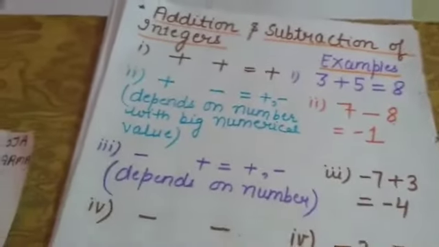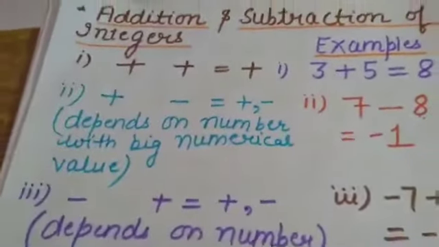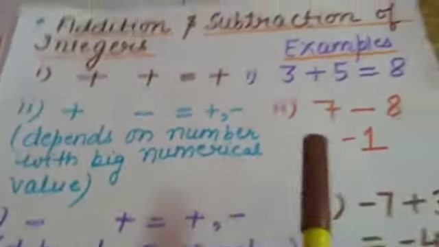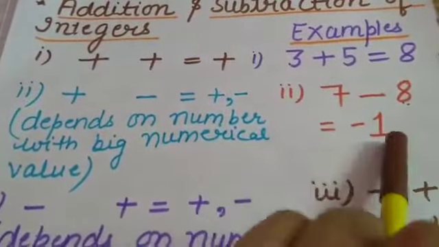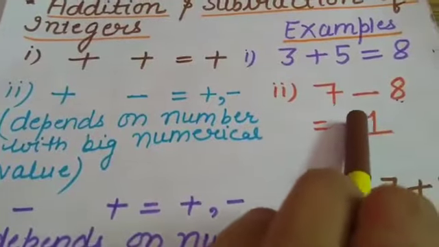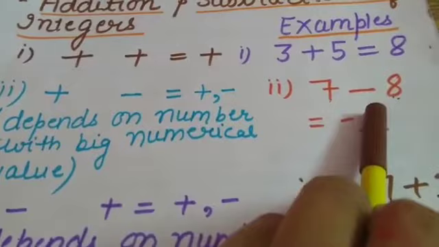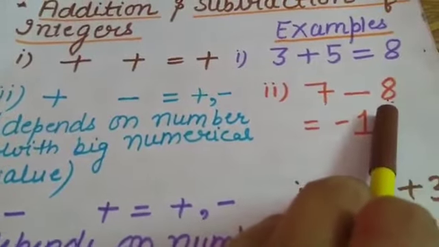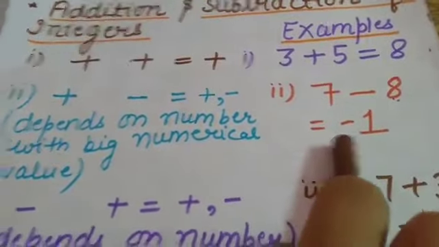And for the sign, we take the sign of the number having the higher numerical value. Among these two numbers, 8 is greater than 7 and 8 is with a negative sign. So you have to put the sign of that number which is larger. 8 is the larger among these two, and 8 is with negative, so you have to write a negative sign.